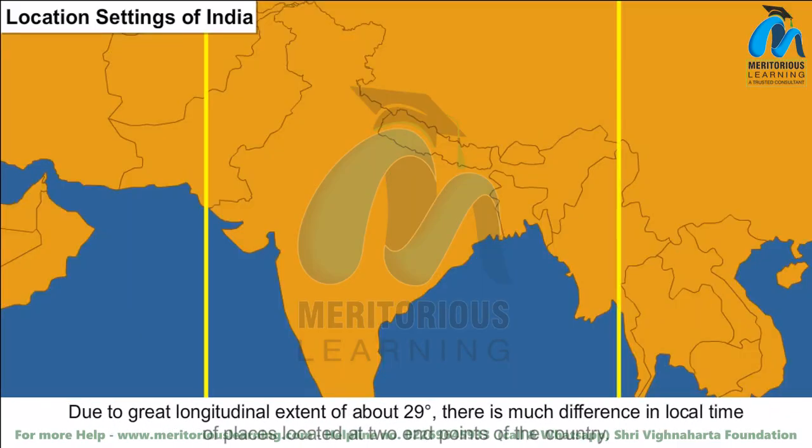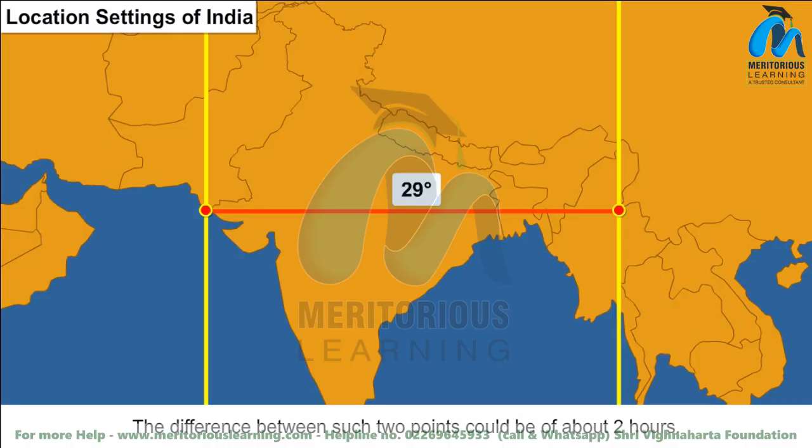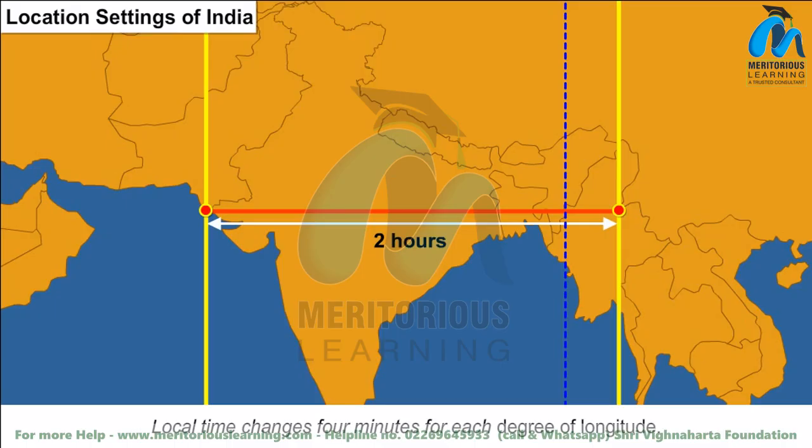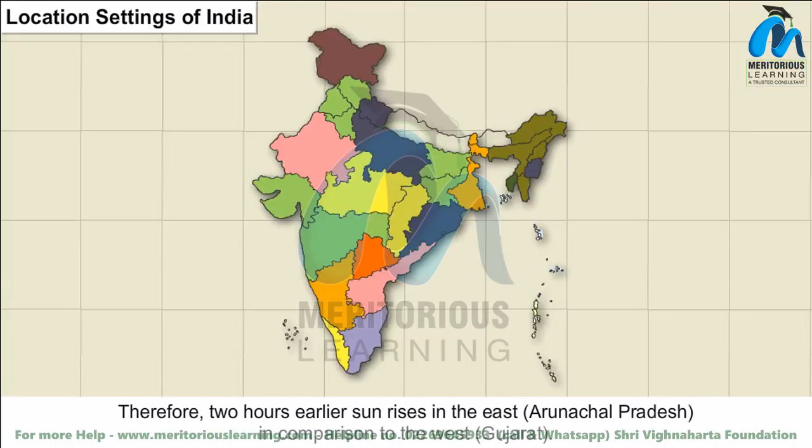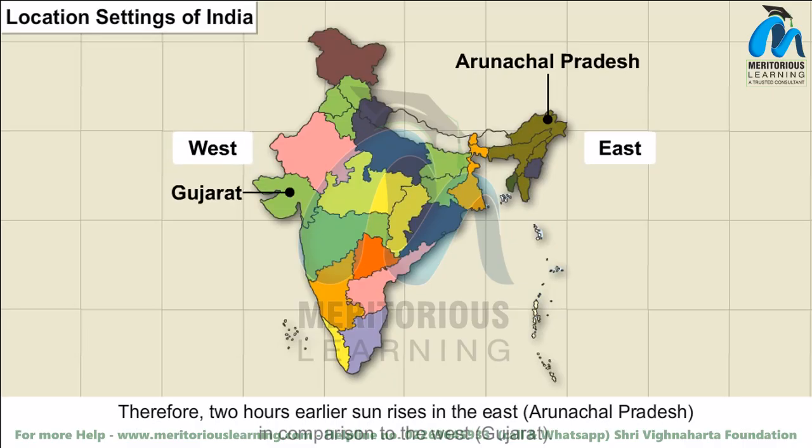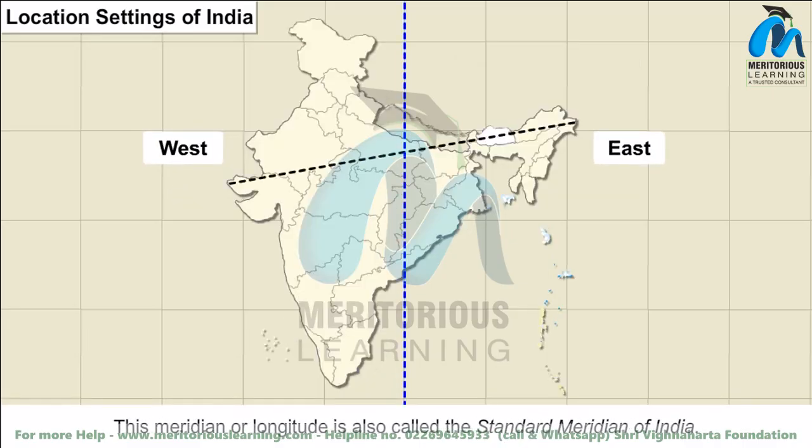Due to the great longitudinal extent of about 29 degrees, there is much difference in local time of places located at two endpoints of the country. The difference between such two points could be about 2 hours. Local time changes 4 minutes for each degree of longitude. Therefore, the sun rises 2 hours earlier in the east, Arunachal Pradesh, in comparison to the west, Gujarat. This meridian or longitude is also called the standard meridian of India.